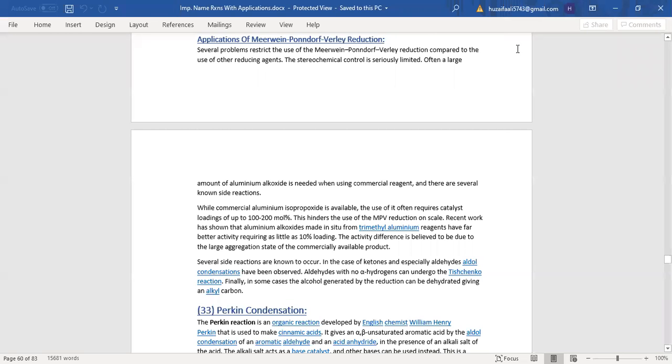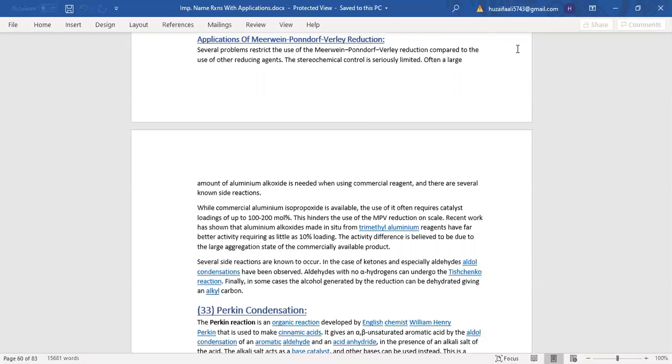Applications. Several problems restricted the use of the Meerwein-Ponndorf-Verley reduction compared to the use of other reducing agents. The stereochemical control is seriously limited. Often a large amount of aluminum alkoxide is needed when using commercial reagent, and there are several side reactions. While commercial aluminum isopropoxide is available, the use of it often requires catalyst loadings of up to 100 to 200 mole percent. This hinders the use of the MPV reduction on scale.